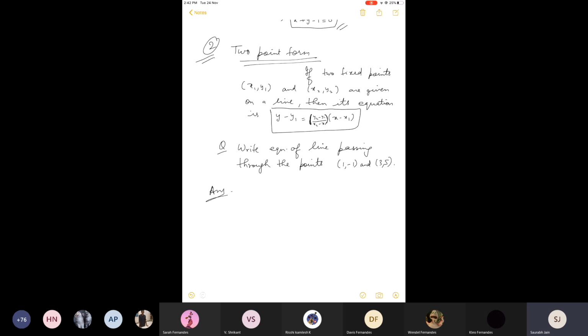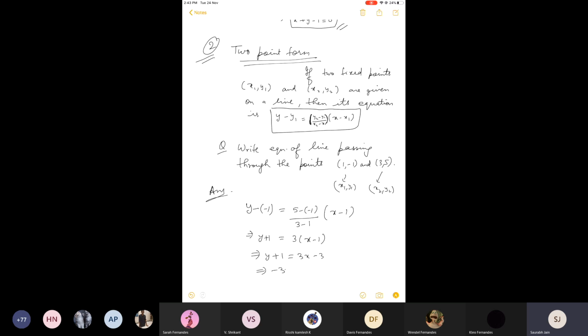So you will consider any one point as x1, y1, and another as x2, y2, and you will use this equation. So the answer will be y minus y1 equals y2 minus y1 upon x2 minus x1, and then x minus x1. So this will become y plus 1 equals 6 by 2, that is 3, times x minus 1... sorry, y plus 1 equal 3x minus 3.